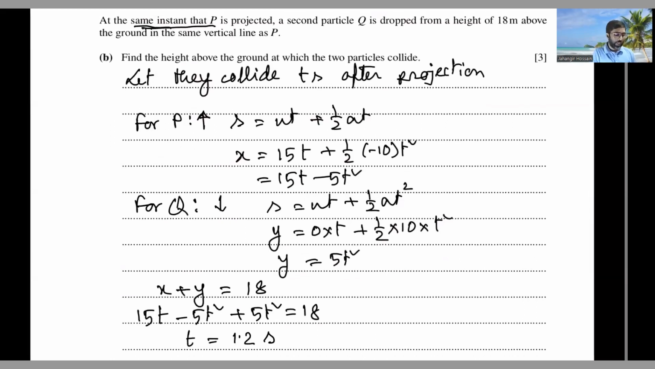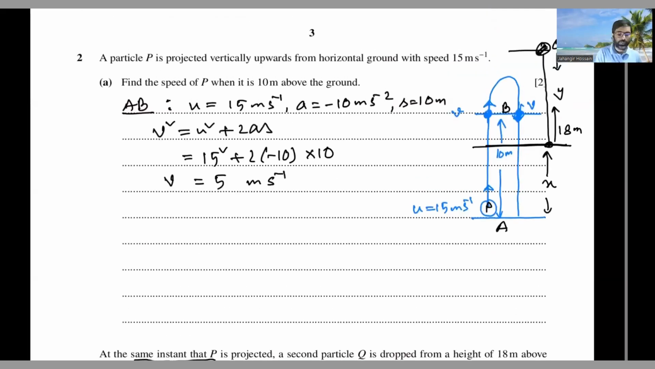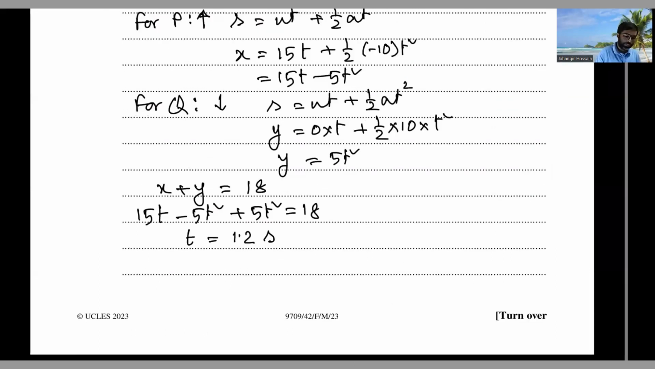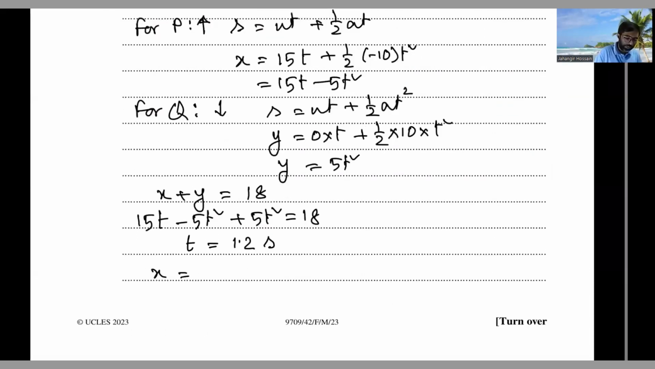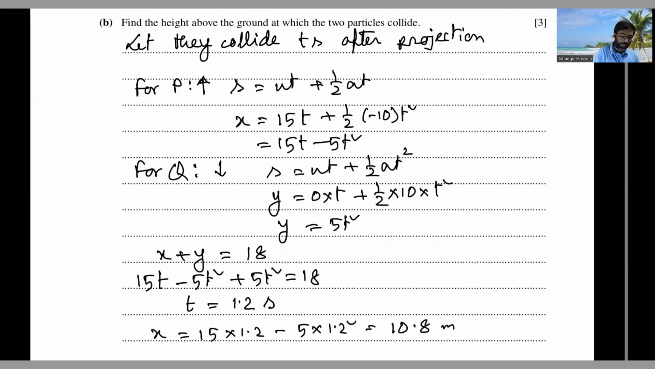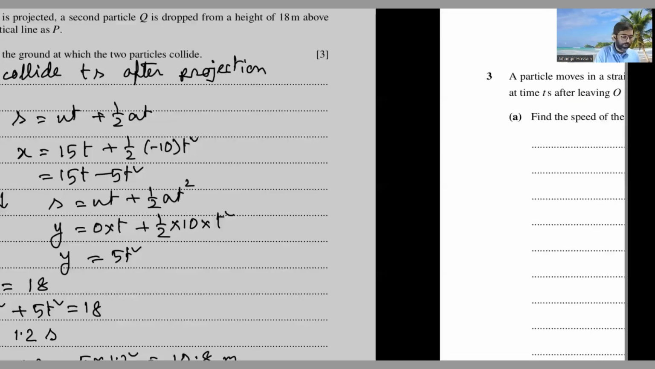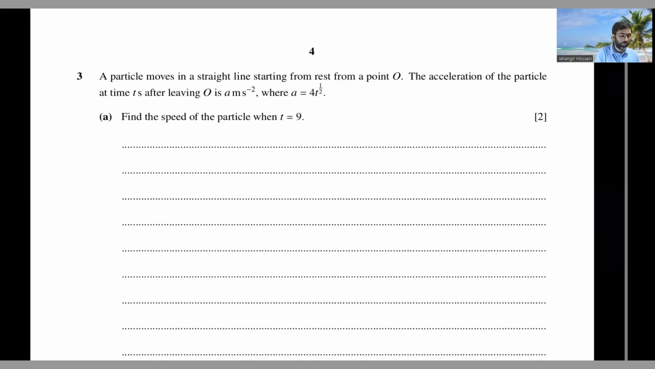That's the time, but the question is asking for the height above the ground. The height above the ground will be the distance particle P travels up, that is x. So substitute the value of t in x: 15 into 1.2 minus 5 into 1.2 squared. That will be 10.8 meters. That's the height at which the particles collide. Is there any further part in this question? No. So let's move on to question number 3.